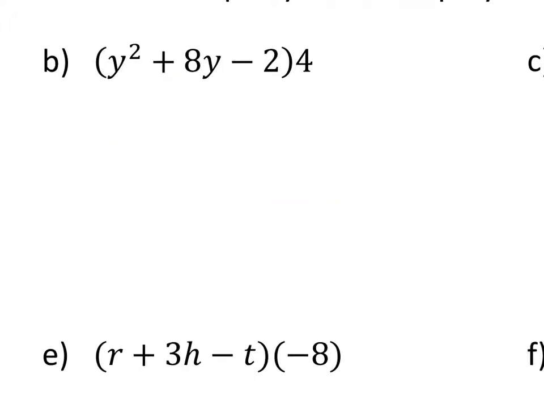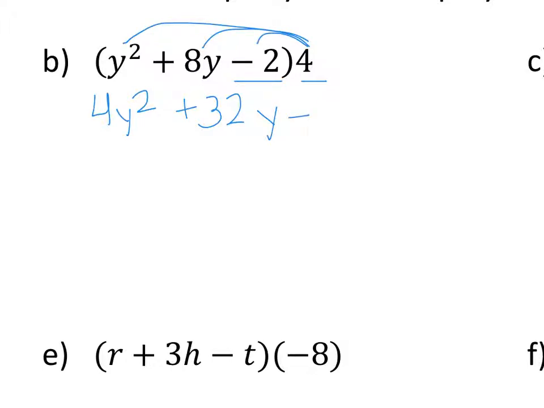Letter B. Here we have a trinomial inside the parentheses, but it still works the same way. We have 4 on the outside, and we're going to distribute it. 4 times y squared is 4y squared. 4 times 8y is 32y. And 4 times, remember, negative 2 is negative 8. So we have 4y squared plus 32y minus 8.